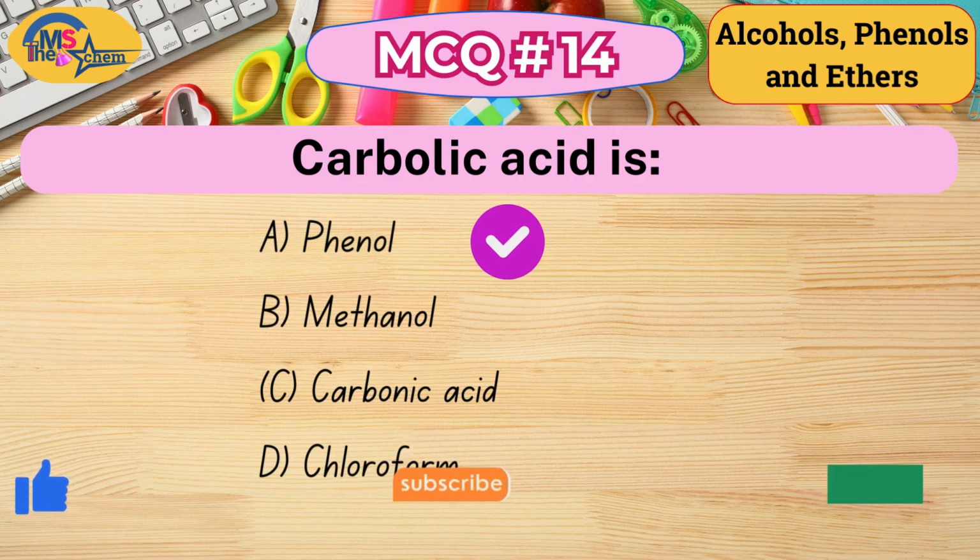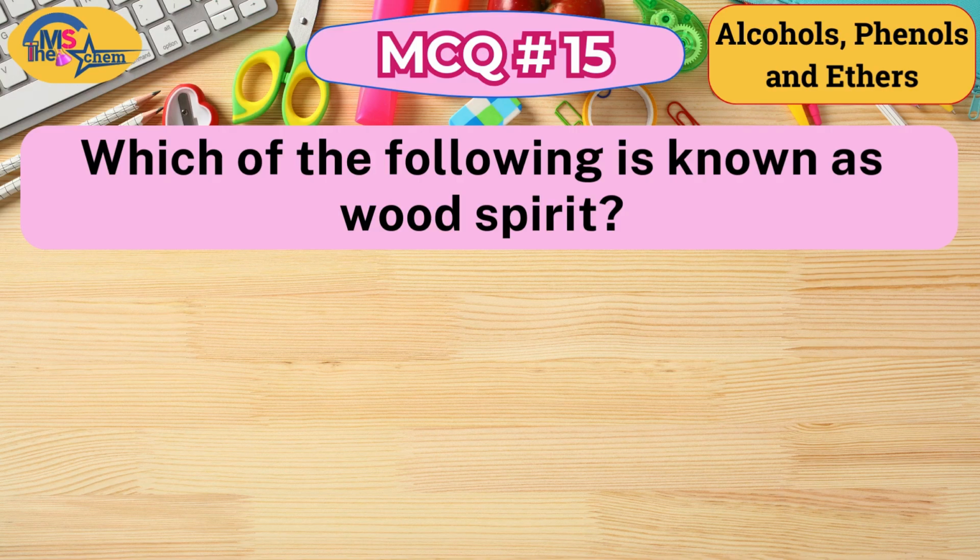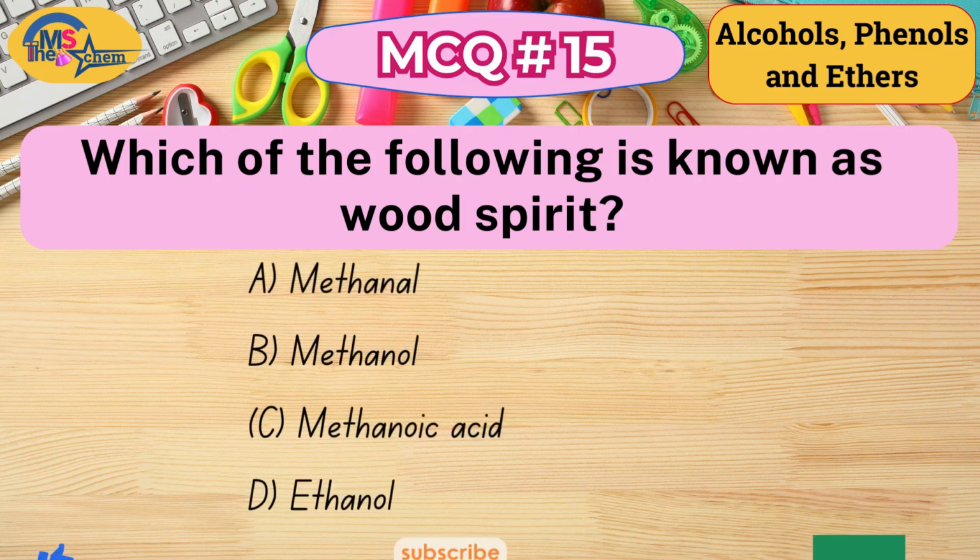And now question 15 is which of the following is known as wood spirit? Here option A is methanol, option B is methanol, option C methanoic acid, and option D is ethanol. The true answer to this question is option B, methanol.